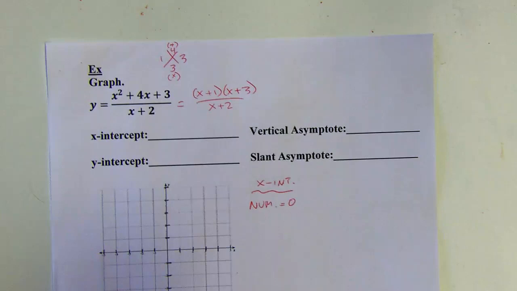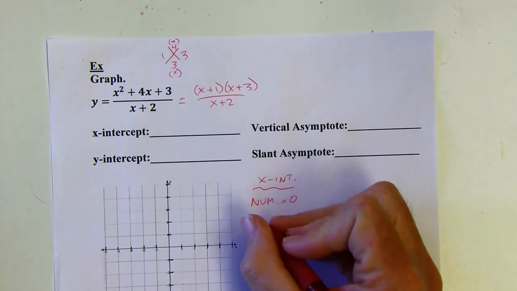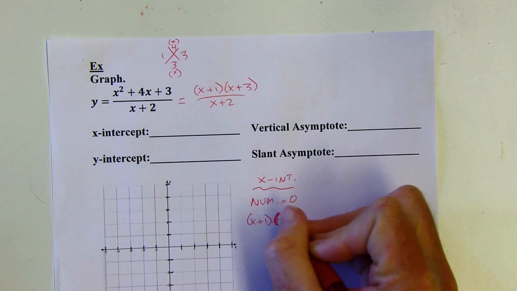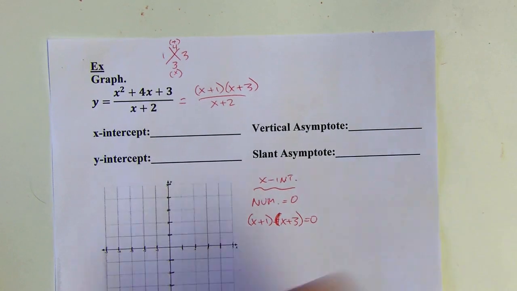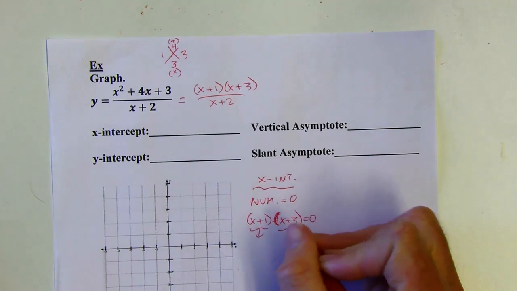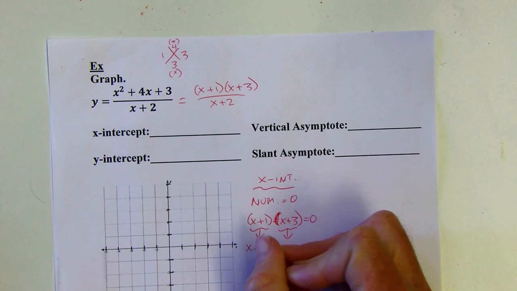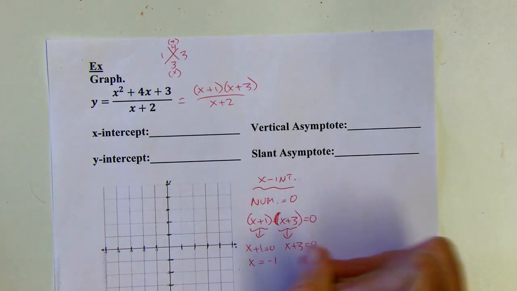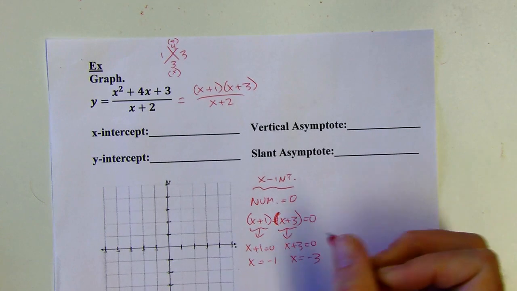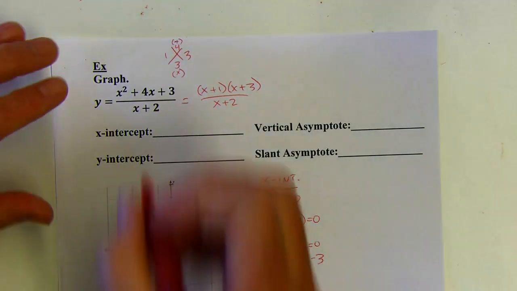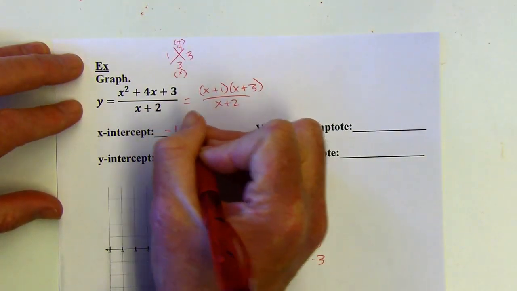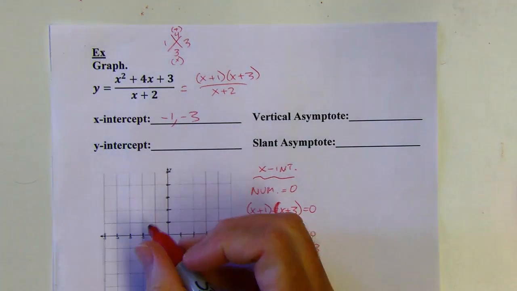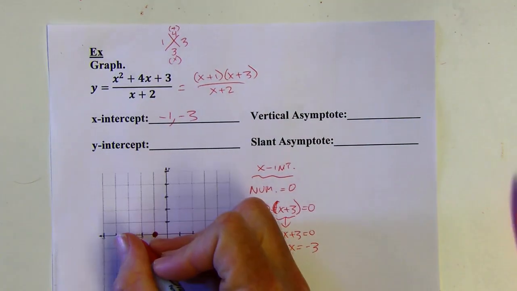Okay, so I might as well use the factored version. I'm going to set the numerator equal to 0. All right, and then it's ready to go for zero product property. Okay, so there's my x-intercepts at -1 and -3. Just put them in those blanks there. Okay, and I'll graph as I go, x-intercepts here and here.